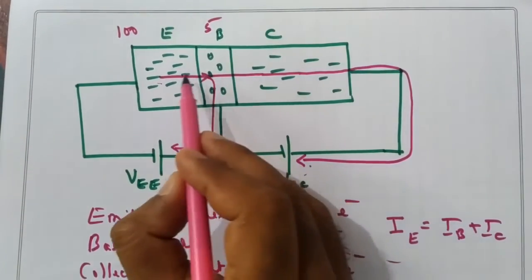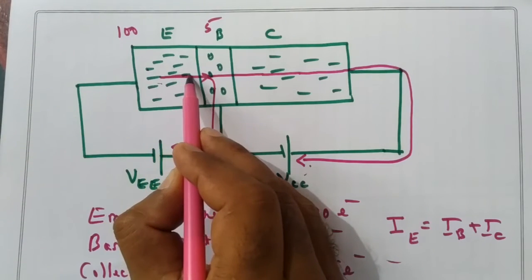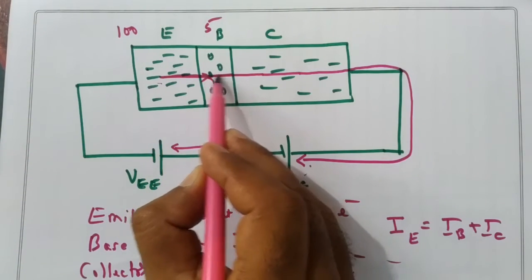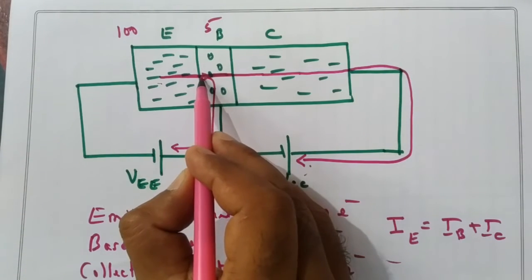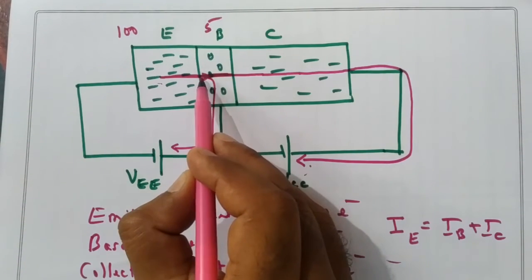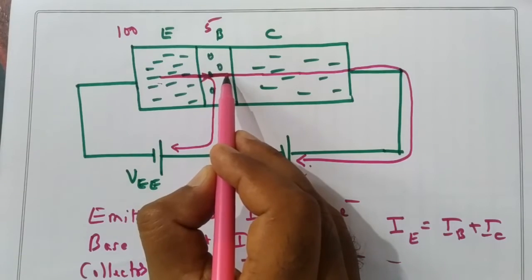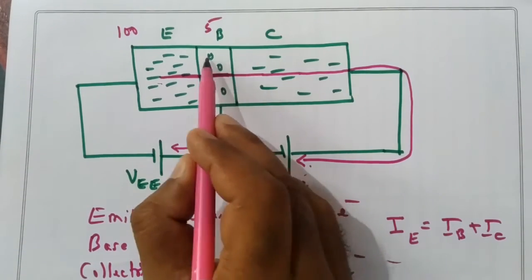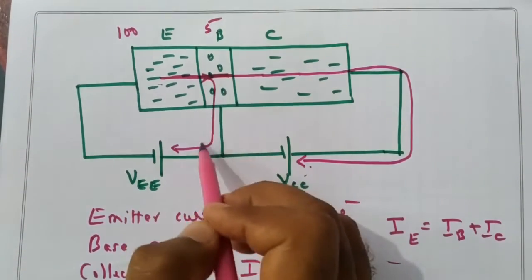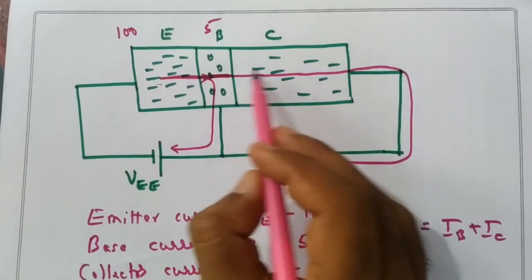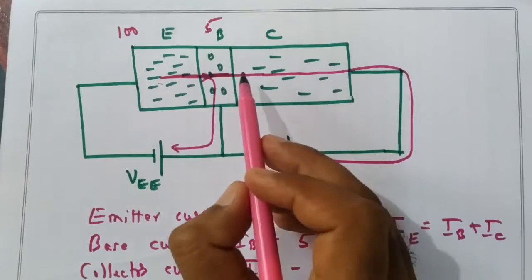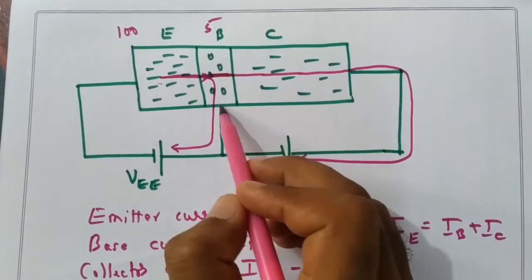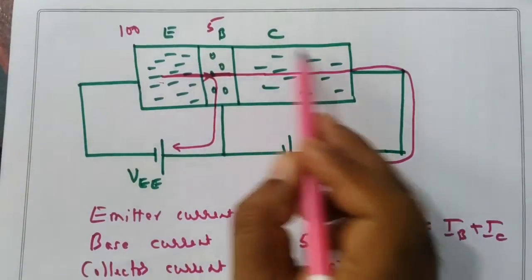If the base is larger, when the electrons are moving through the base, the electrons get more time. When the electrons get more time, the chance of recombination with the holes will become more. Therefore base current becomes more, and again the collector current becomes lesser. That is the reason why the base is lightly doped and thin, and why the collector is large.